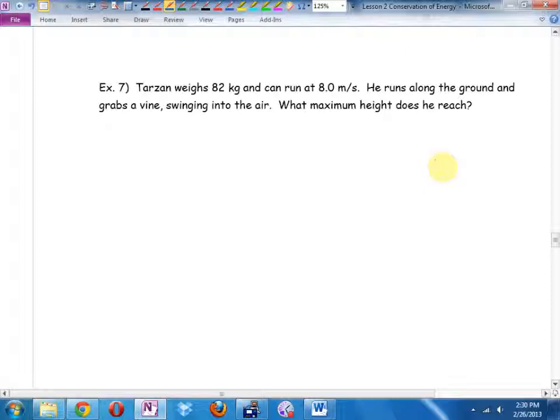So we've got Tarzan weighing 82 kilograms. Ooh, Tarzan's putting on a little weight. He can run at 8 meters per second. What is 82 kilograms in pounds? Go 82 times 2.2. Oh, 108.4. Well, that's not too bad for Tarzan. Okay, I'll give him that. I thought it was a little higher.